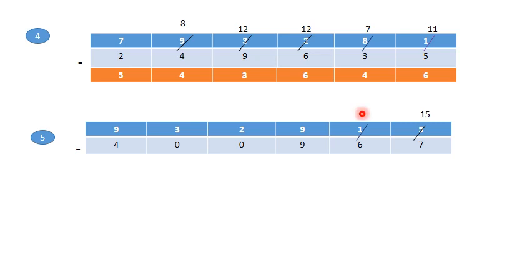Again, as here it will be 0. 0 minus 6 can we do? No. So you will borrow from here. So this 0 will become here 10. And this 9 will become 1 less. So this will be 8. Again 8 minus 9 you cannot do. So what you will do? You will borrow from here. So this 8 will become here 18. And this 2 will become 1 less.